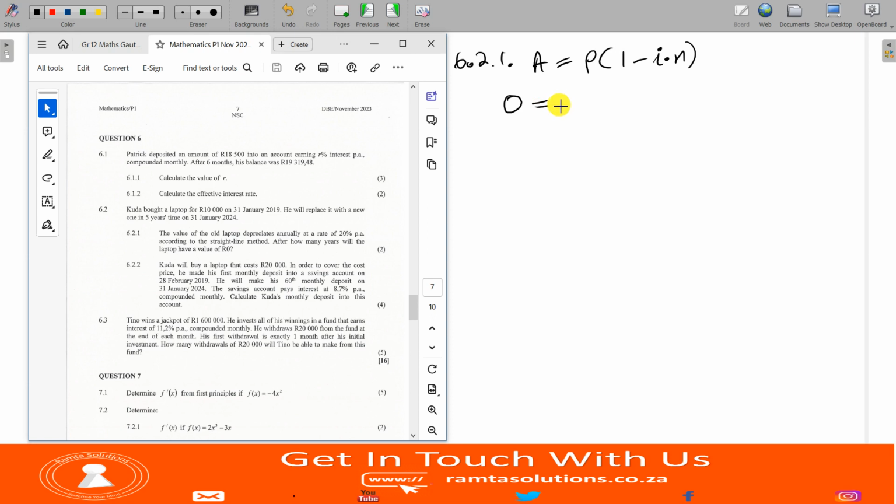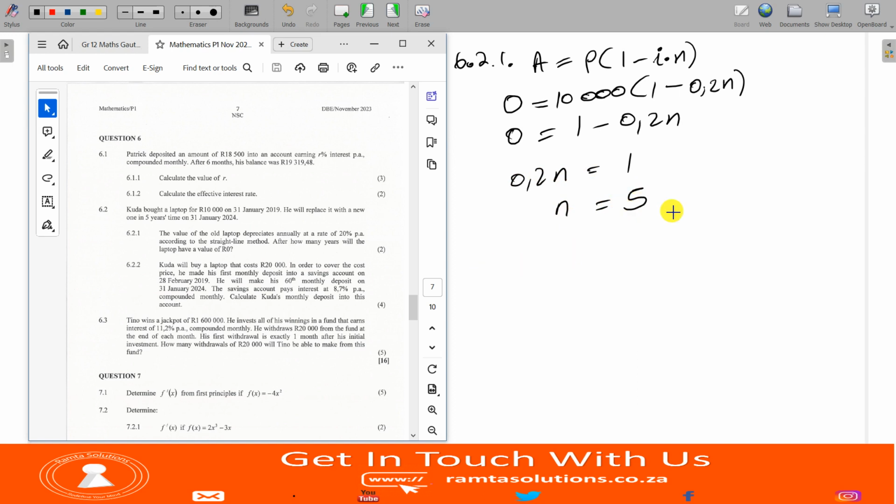Okay, so now he bought it on 31 January. He bought it at 10,000 rand. So what are we looking for? We're looking for N. Now, what was the rate at which it was depreciating? 20% per annum. So 20 divided by 100 is 0.2. Cool. So now what we have here is 0 equals 1 minus 0.2n. So you can say 0.2n equals 1. Now what is n? N will be 5.